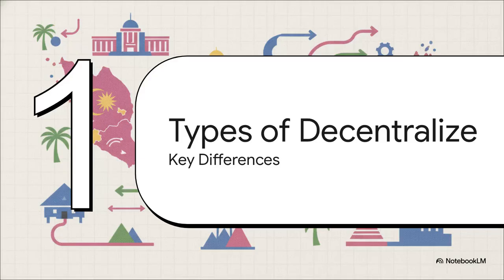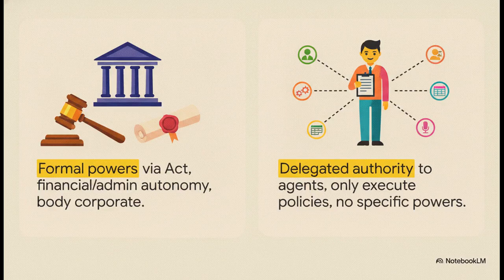All right, Section 2, Devolution versus Decentralization. You'll want to shift into high gear here, because this is prime exam territory. Let's aggressively contrast these two concepts side by side. For devolution, formal powers are transferred through an act of parliament. These bodies are legal entities, literal body corporates that can sue, be sued, and make their own local policies.